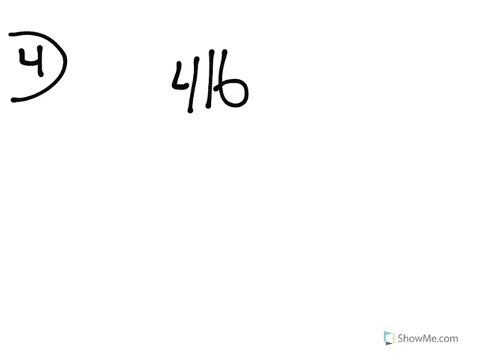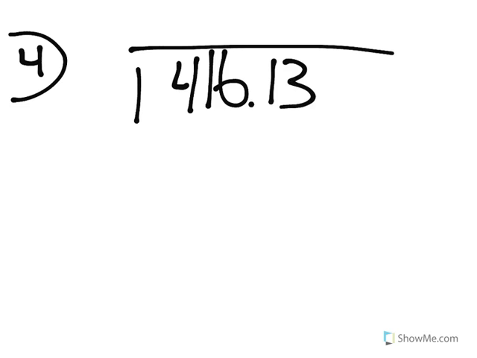On number 4, it's a word problem. So we got $416.13. And there are 3 of his friends. Now, as I look at my divisor, it's already a whole number. The decimal's at the back. So all I have to do is move it up into my quotient and just divide like I normally would.